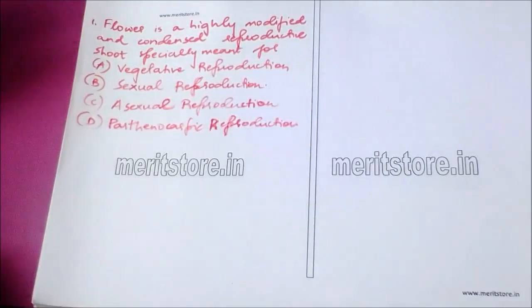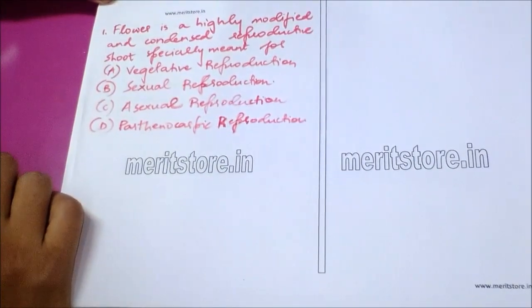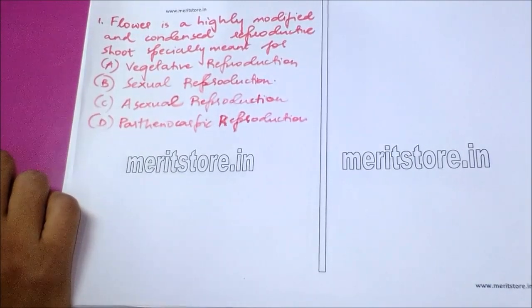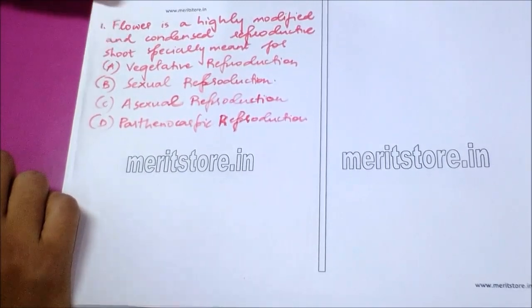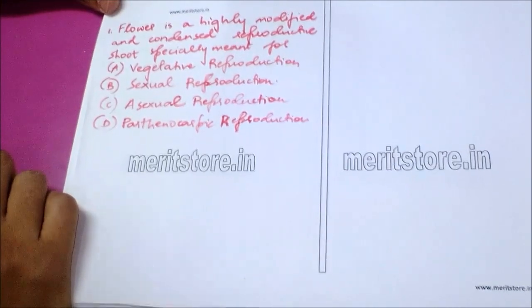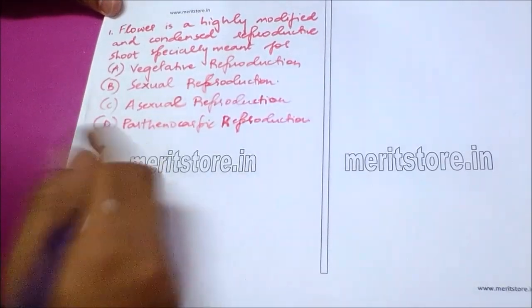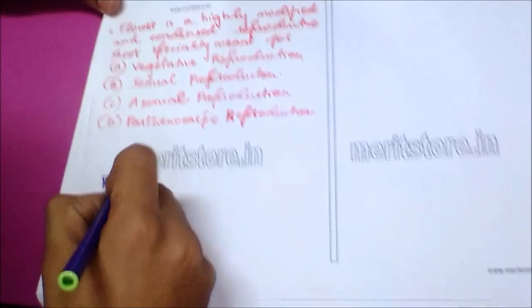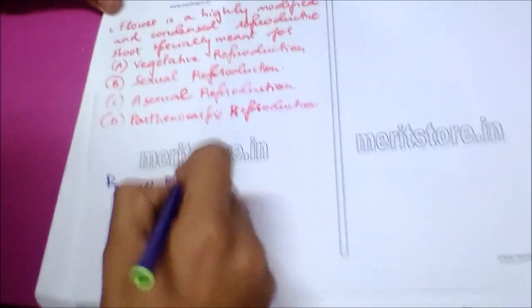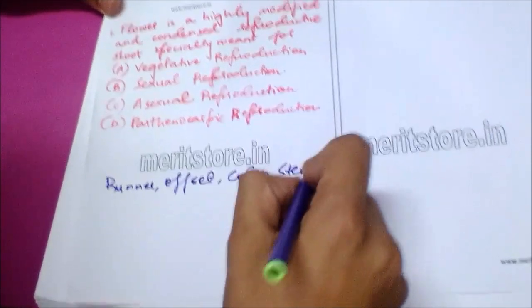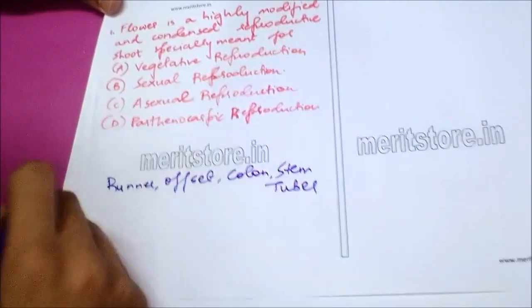Okay, so our first question for the day is: flower is a highly modified and condensed reproductive shoot specially meant for option A, vegetative reproduction, option B, sexual reproduction, option C, asexual reproduction, and option D, parthenocarpic reproduction. Vegetative reproduction, in plants, we have different types of organs which are developed, such as the runner, the offset, the stem tuber, and thus it is not a type of sexual reproduction.